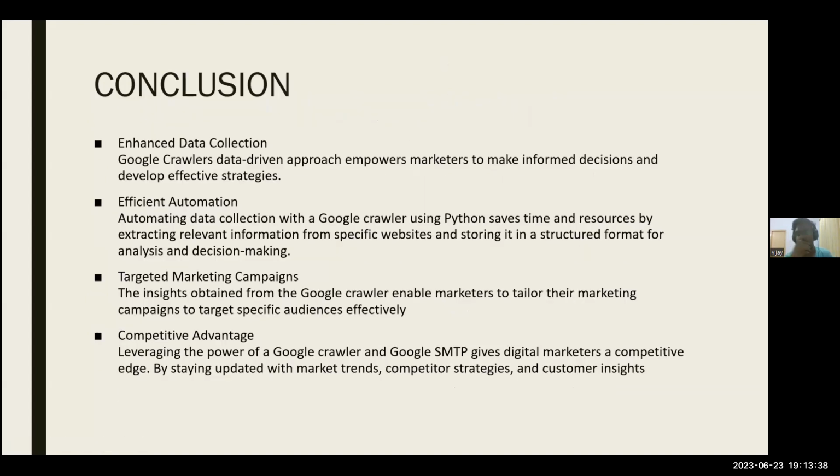So how do both of these help? How do the web crawler and simple mail SMTP help in digital marketing? The web crawler helps marketers to make informed decisions and develop effective strategies, and automated mails help in saving time for the marketers.